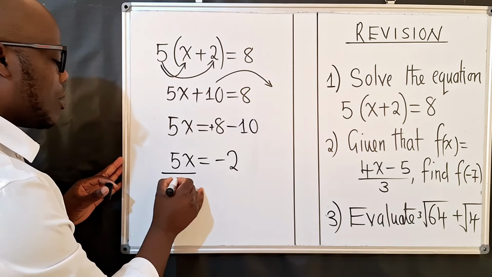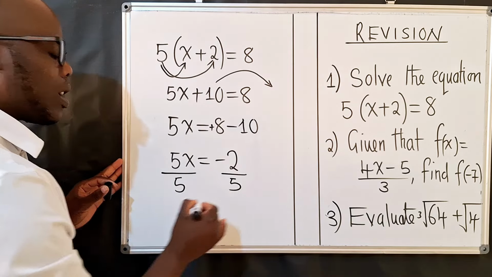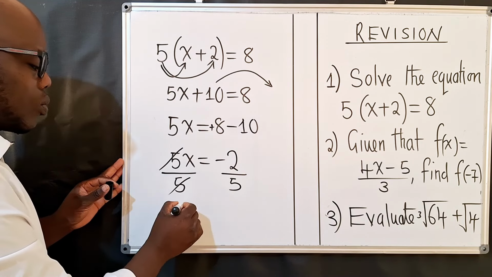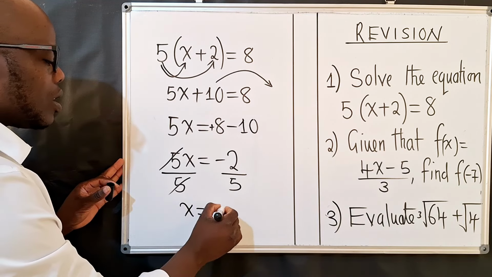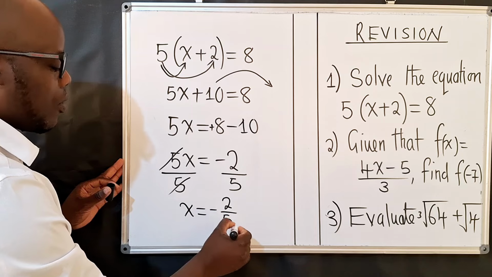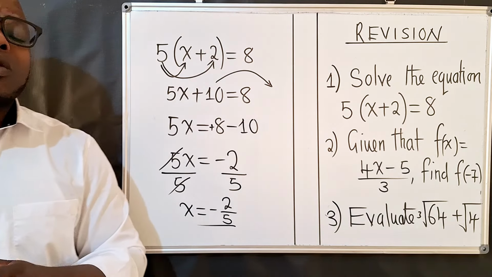Therefore, you divide by 5 on both sides, like that. So this and this, of course, will go. We shall have x is equal to negative 2 over 5. This is the answer for the first question.